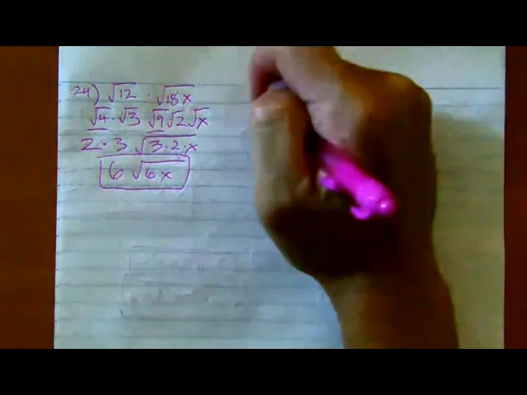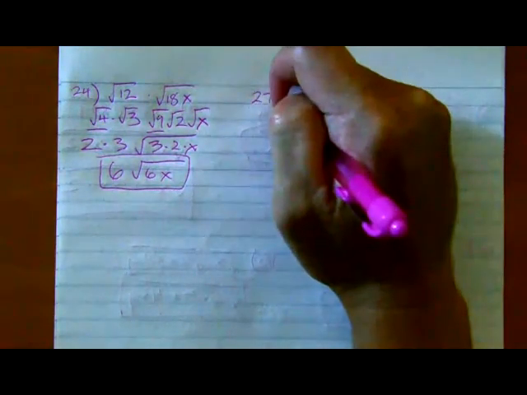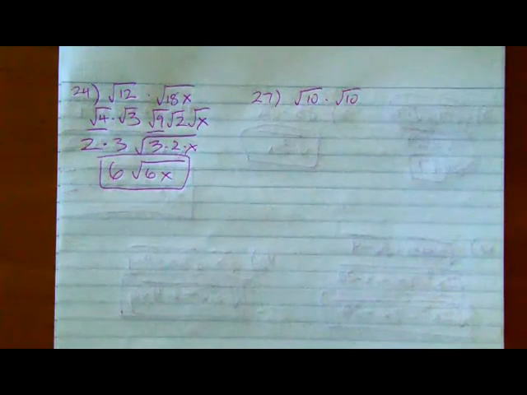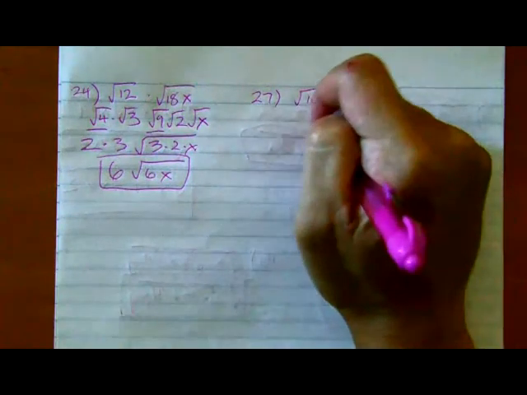Number 27. Square root of 10 times square root of 10. That would be square root of 100. Square root of 100 is 10.